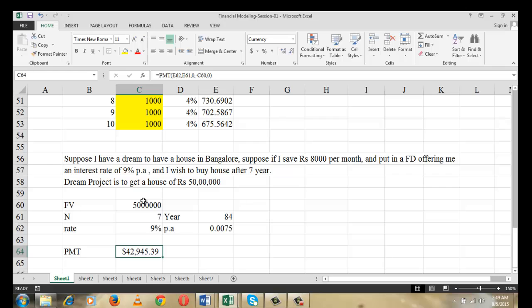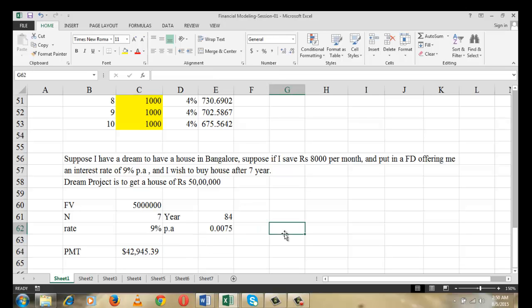So that creates a problem. In order to get a house of 50 lakh rupees, every month we have to deposit 42,000 rupees. Fine. So if you see this scenario, 42,000 rupees every month is a very big figure.